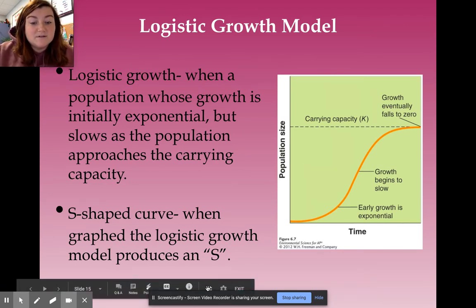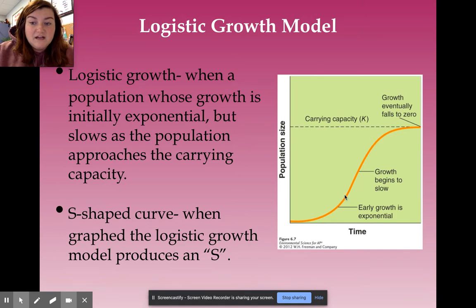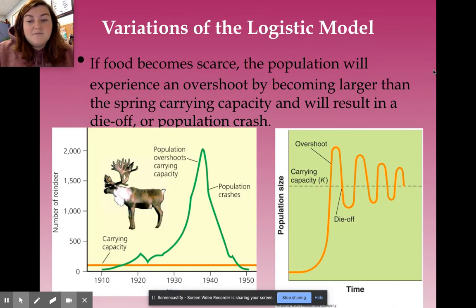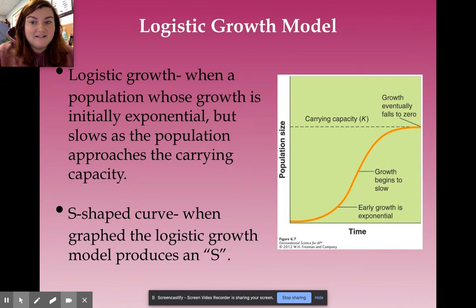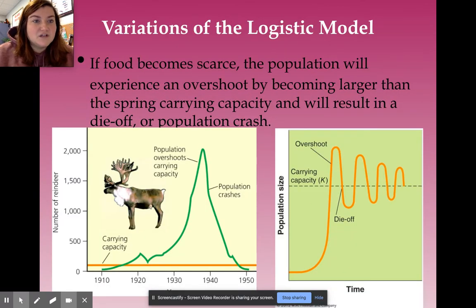Logistic growth models are always going to be an S-shaped curve. It's kind of like an italicized S, but still, we've got that S-shaped growth model for logistic growth. There are some variations to the logistic model, so it's not always going to be that perfect S shape. That's the ideal situation, the baseline sort of example, but it's not always going to be that simple.